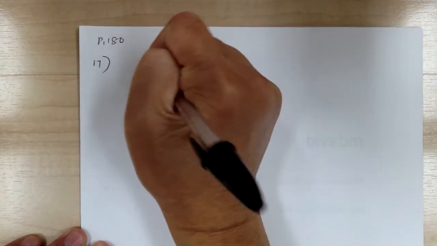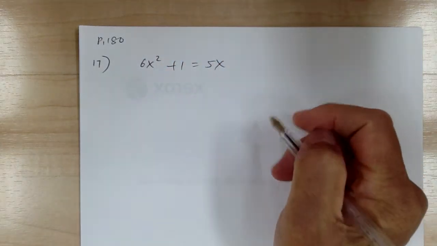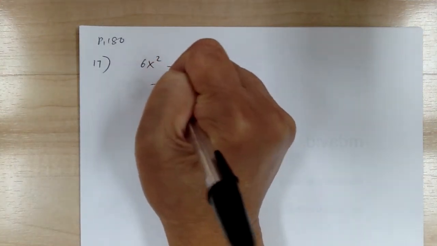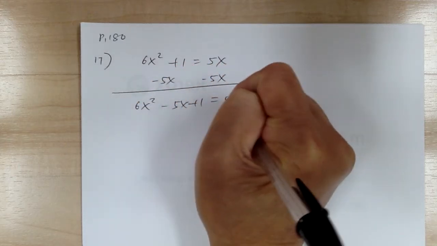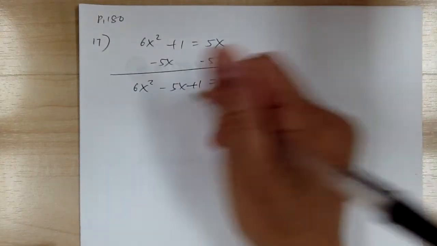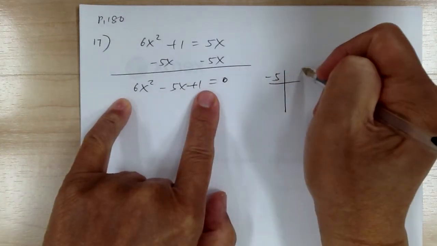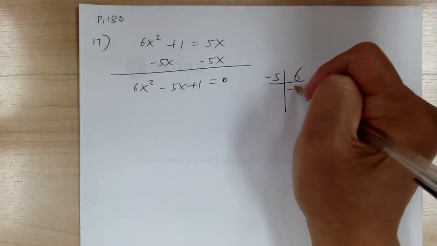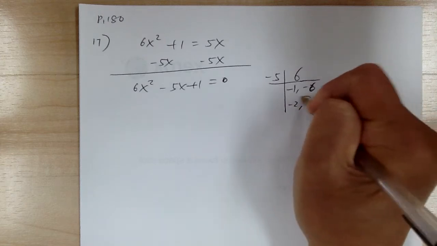Number 17, you have 6x squared plus 1 equal to 5x. First, make sure the right hand side equals 0, so that's minus 5x. And then you want to arrange this in order. Okay, then after that, do the factoring, go through step 1, 2, 3, and this is step 4, master product. So you get negative 5 here and get 6 over here. And this one you need to use both negatives. So negative 1 comma negative 6, negative 2 comma negative 3, and this is the one.